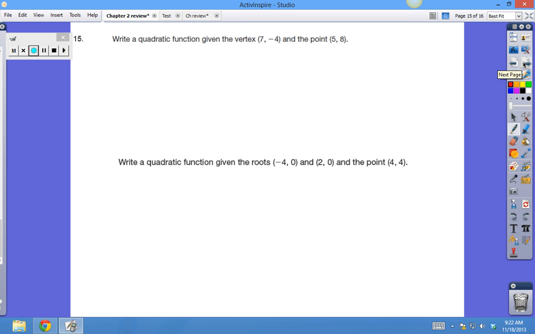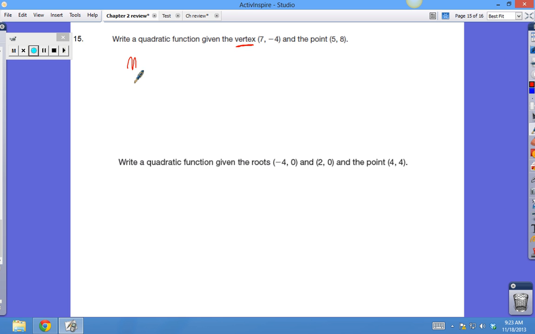Last one, write a quadratic given the vertex. Okay, that's a hint. You want to use the vertex model, which is y equals a times x minus h squared plus k. And I always just draw a little picture. Over 7, down 4. There's my vertex. So I shifted it right and then down. So it's going to be a times x minus 7 squared minus 4.